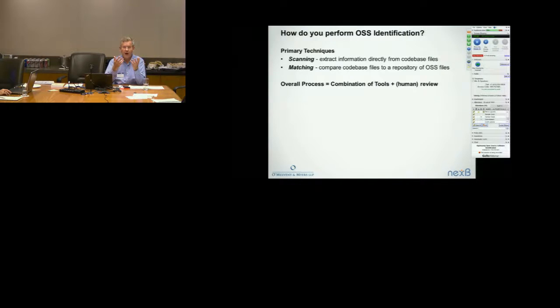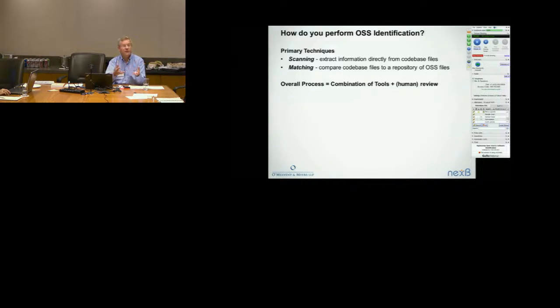So on how you actually go about performing this identification, there are a few techniques. What we call scanning is really about finding evidence in the code. You have a copyright statement, you have a license notice.